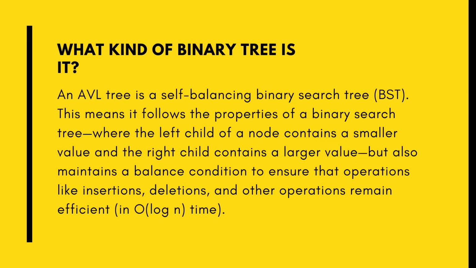An AVL tree is a self-balancing binary search tree, or BST for short. Like any BST, each node has a left child with a smaller value, and a right child with a larger value. But here's a twist. An AVL tree adds a balancing mechanism to keep a tree's height as low as possible. This ensures that operations like insertion, deletion, and searching all happen efficiently in O(log n) time.